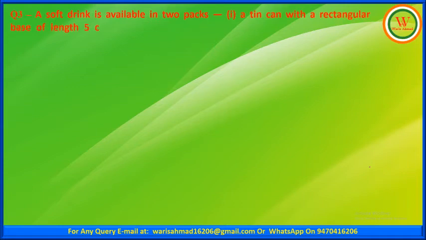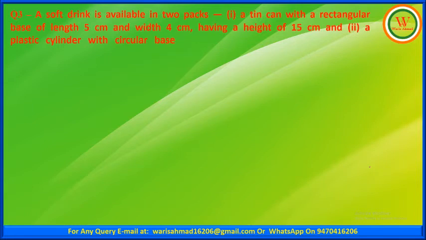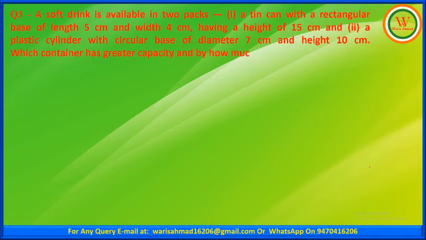Now let us consider question number 3. A soft drink is available in 2 packs. First, a tin can with a rectangular base of length 5 centimeter and width 4 centimeter, having a height of 15 centimeter. And second, a plastic cylinder with circular base of diameter 7 centimeter and height 10 centimeter. Which container has greater capacity and by how much?